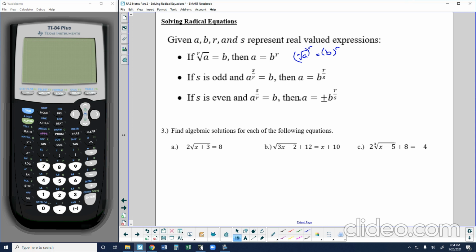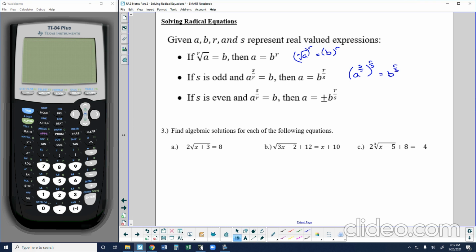Again, what we're thinking about here is trying to use inverse operations. If I have A to the S over R power, I'm going to take that to the R over S power, because that's the same as A to the R times S over R times S, which would just be A to the first power. Now if I take A to the S over R power to the R over S power, I have to take B to the R over S power.